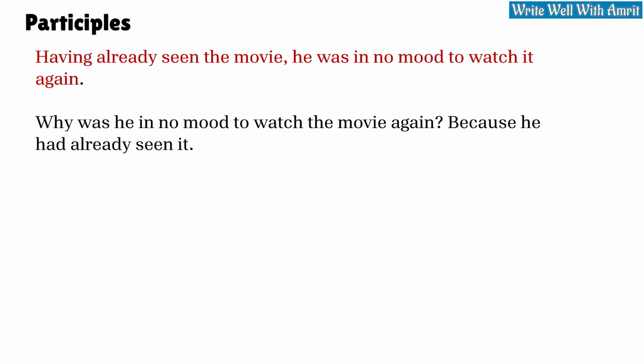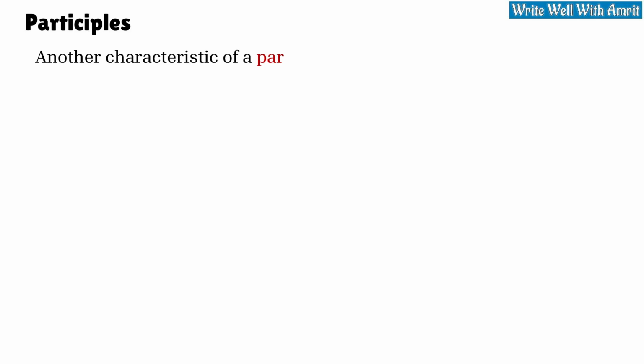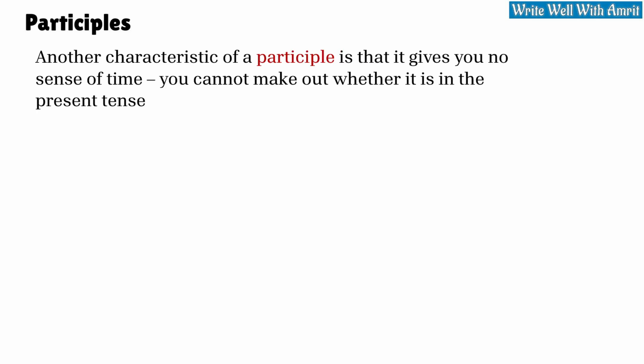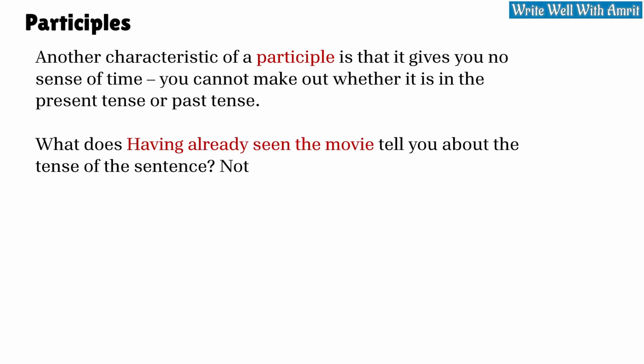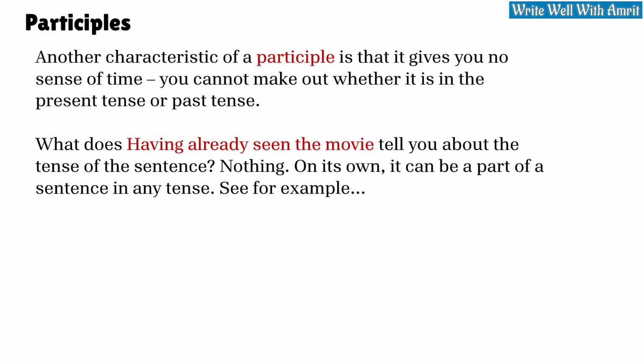Having already seen the movie, he was in no mood to watch it again. Why was he in no mood to watch the movie again? Because he had already seen it. Another characteristic of a participle is that it gives you no sense of time. You cannot make out whether it is in the present tense or past tense. What does having already seen the movie tell you about the tense of the sentence? Nothing. On its own, it can be a part of a sentence in any tense.